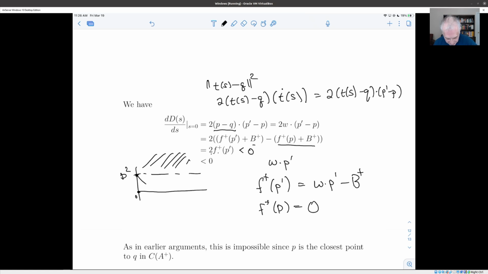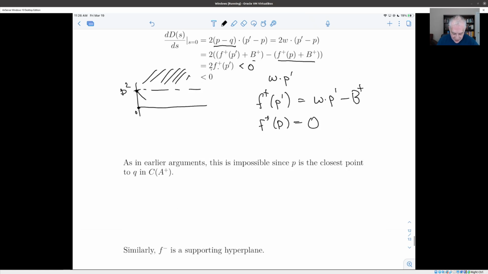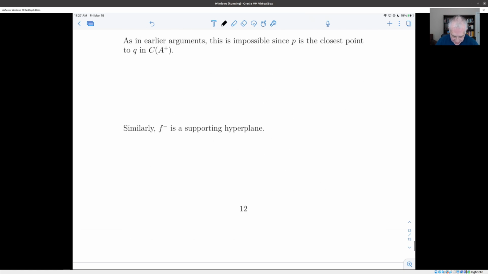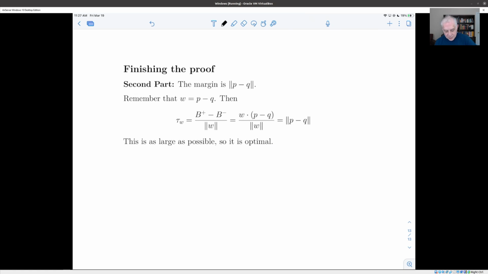And the same argument would give you the same result for F minus. And so this shows you that F plus and F minus are supporting hyperplanes. And then just to recap, since we knew that they're supporting hyperplanes, the margin calculation that I did at the beginning gives you that the margin is equal to P minus Q. We know that's the best you can do. And so we have found the optimal margin in terms of the closest points in the convex hulls.